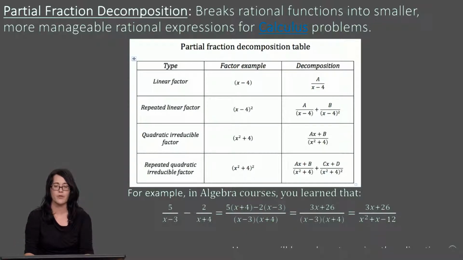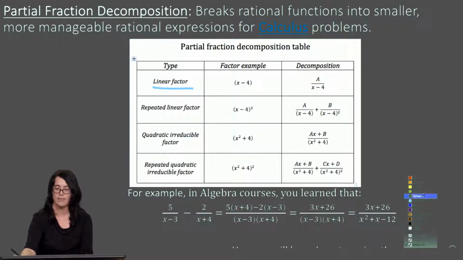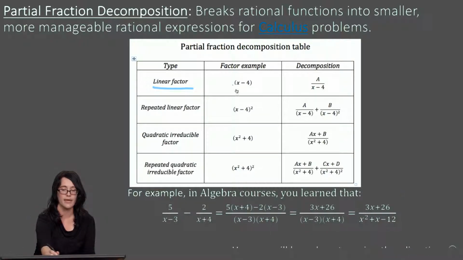So we begin by looking for patterns in our denominator. We're going to factor those denominators and see what kind of factors we have. So for example, the easy case, linear factors. When I have a linear factor, that means I have a factor whose highest power is 1. So for example, x minus 4 is a nice linear factor.